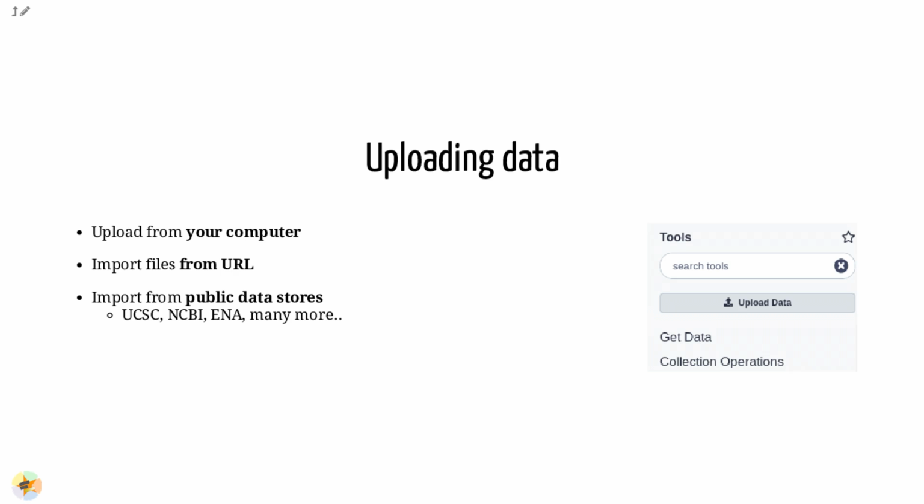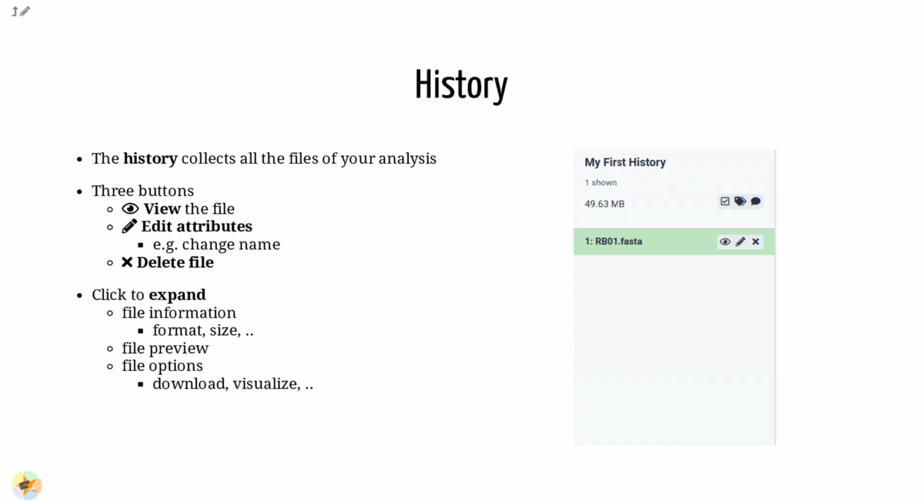The first step of an analysis is to get your data into Galaxy. This can be done in several ways. You can upload files from your computer, or you can enter an internet URL, and Galaxy will download the data for you. Furthermore, Galaxy can import data directly from many online data stores such as UCSC, NCBI, and many more. All files you upload will appear in your history.